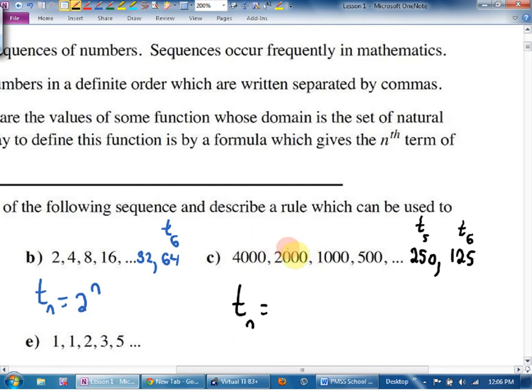What am I multiplying each term by? What's the same as dividing by 2? A half. This is a geometric sequence with a ratio of a half. And here is how you write the equation. Just watch first without writing down. See if you can figure out where I'm getting these numbers.